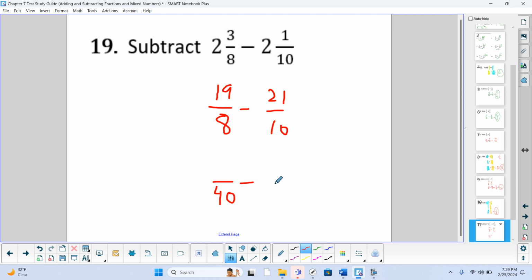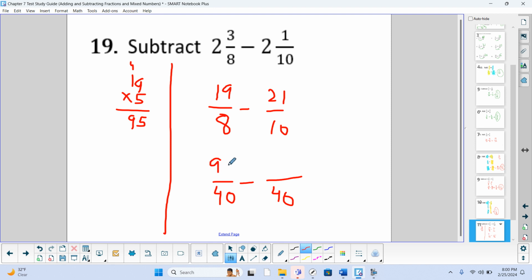The best common denominator used for 8 and 10 is 40. So something over 40 minus something else over 40. Let's figure out what this something is. 8 times what gives me 40? That would be 5. So 5 times 19. I happen to know it, but let's say you don't. So let's just go to the side here and do 5 times 19. 5 times 9 is 45, carry the 4. 5 times 1 is 5, plus 4 is 9. So 19 over 8 is equal to 95 over 40.